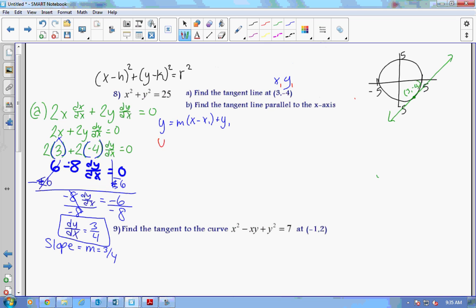So we have y equals our slope, 3/4, times x minus 3 plus -4. And you can stop there. You don't have to go any further unless it says some other form, like standard form or slope-intercept form. You can stop. That's part A.